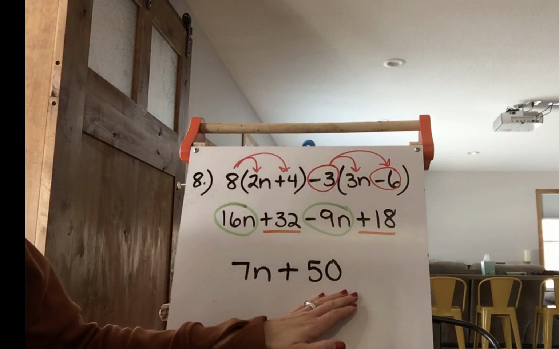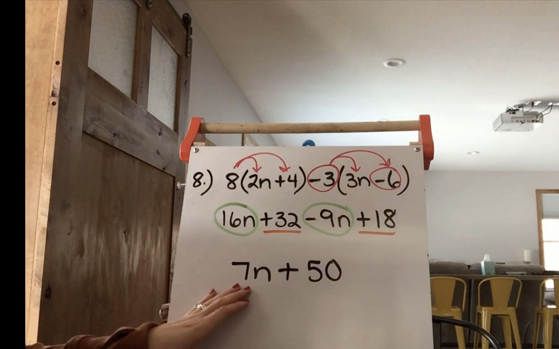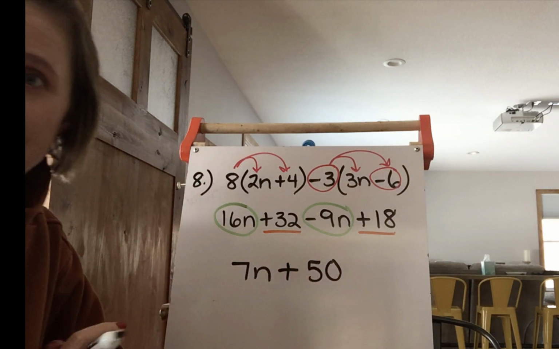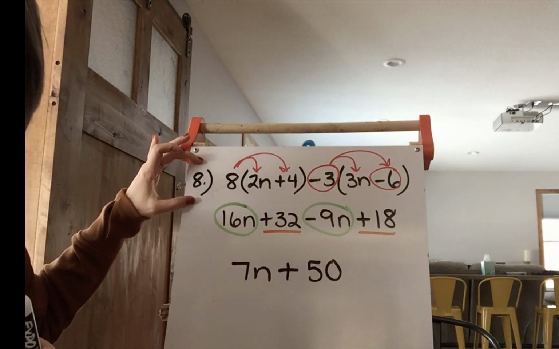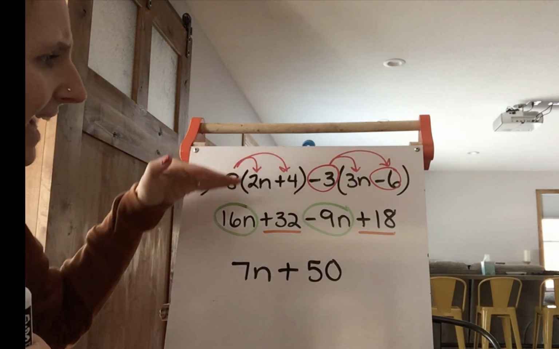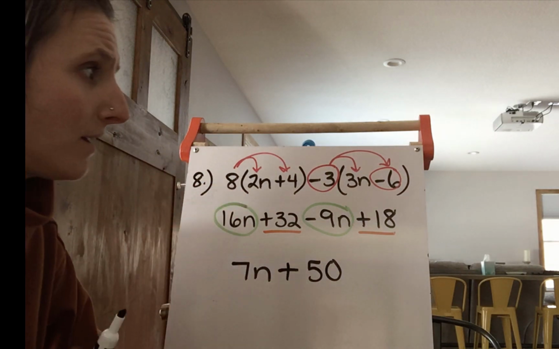When I simplified using the distributive property and then combined like terms, I got 7n plus 50. If you did not get this simplified expression from our original number 8 up here, pause the video, go ahead and look at the different steps that I have in front of you. See where you made your error.